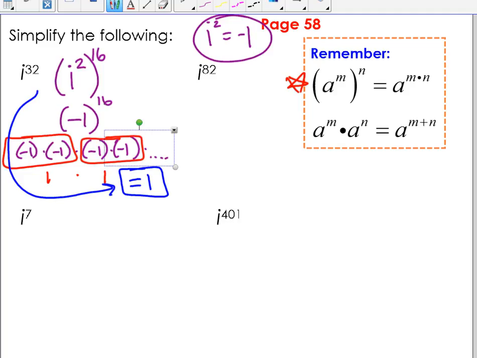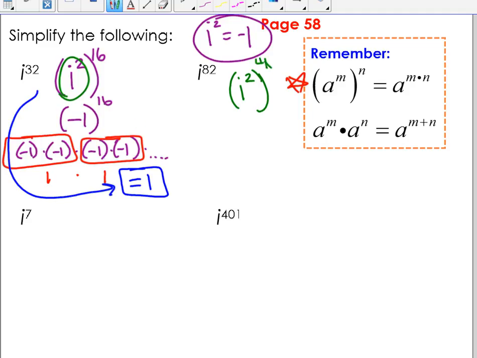Then if we use that same logic and go over here to i to the 82nd, again, you always start with i squared. Well, 2 to what power gets me 82? 2 times what gets me 82? That's 41.